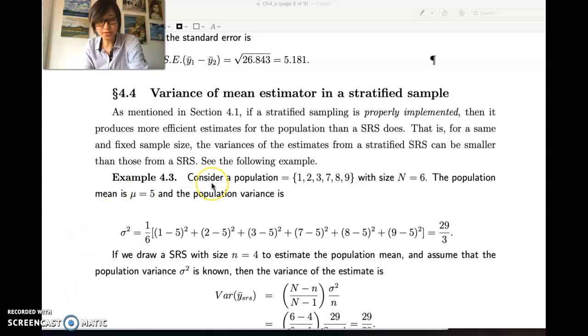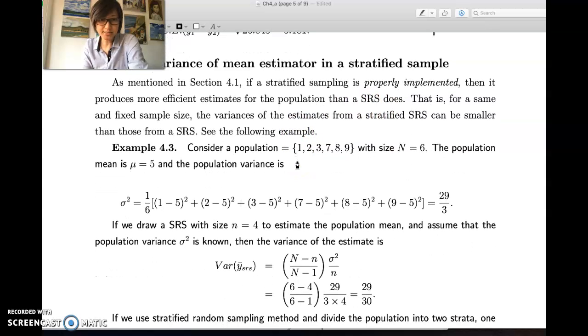So I'm going to show you an example of why this is so important: when we stratify the population, we need to properly implement the stratification so as to achieve a more efficient estimate for the population than normal simple random sampling. So let's look at example 4.3. Consider a population with the data 1, 2, 3, 7, 8, 9.